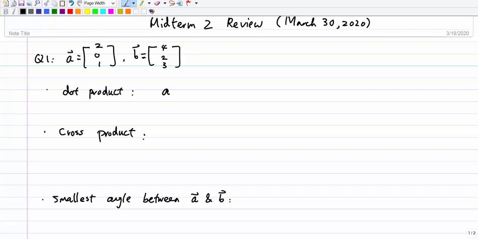So the dot product A dot B is the entry-wise product between the two, which means the product of the first entry of A and the first entry of B, and the product of the second entry of A and the second entry of B, 0 times 2. And the last one is the product of the last entry of A and the last entry of B, which is 1 times 3. Then we compute the sum of all the products, which gives us 2 times 4, which is 8, plus 0 times 2 is 0, plus 1 times 3 is 3, which gives us 11.